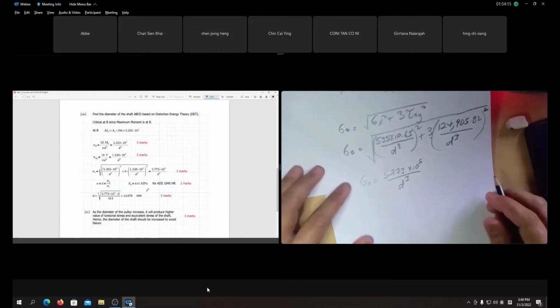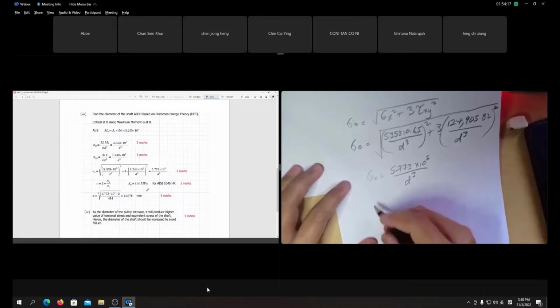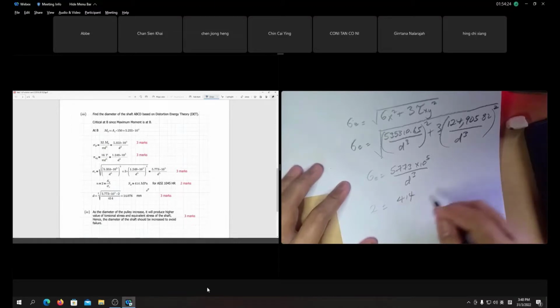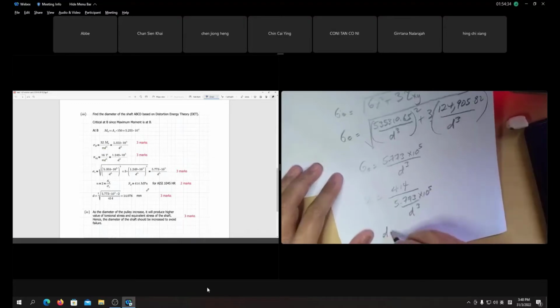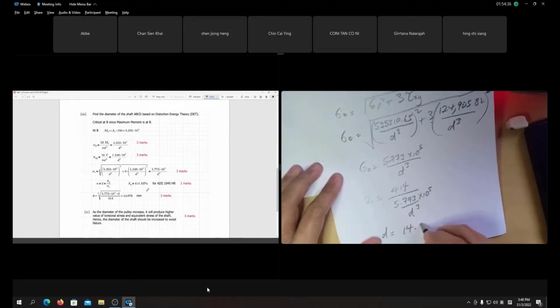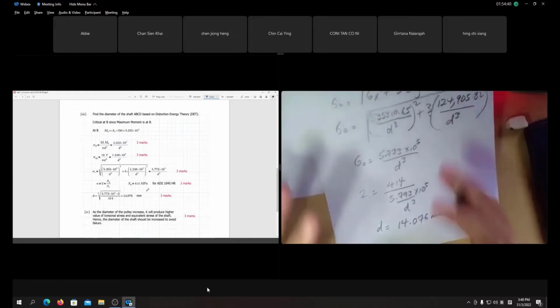Plus, are you listening? Okay, safety factor is 2, equal to SY is 414. Betul kan? SY 414 megapascal over sigma E, which is 5.7 times 10 to the power of 5 over D cube. Since safety factor is 2, so we get our D lah. Diameter is 14.076 millimeter.